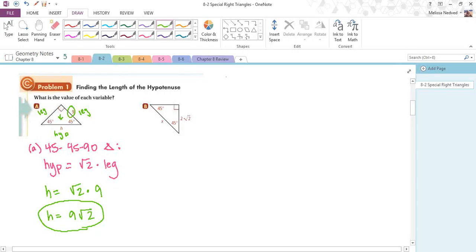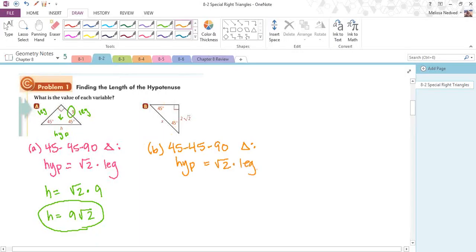All right, part B. Again, I always just like to first identify what sort of triangle I'm looking at. Again, isosceles right with two 45-degree angles. So this is a 45-45-90 triangle. We just have one thing to remember for 45-45-90 triangles, and that's that the hypotenuse is equal to the square root of 2 times the leg.